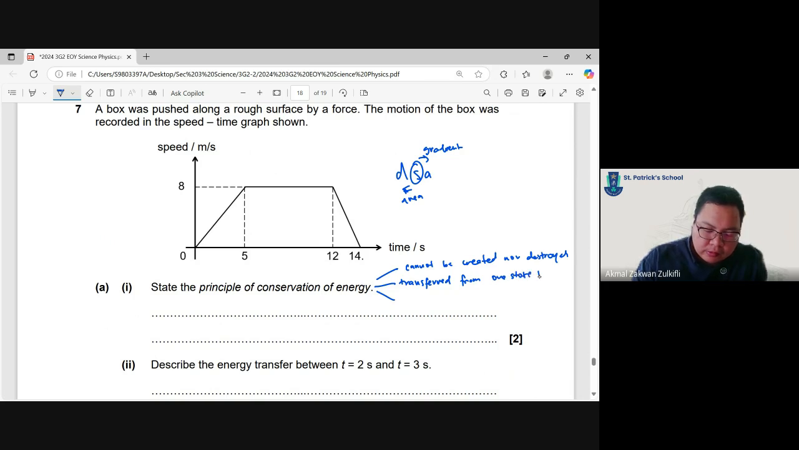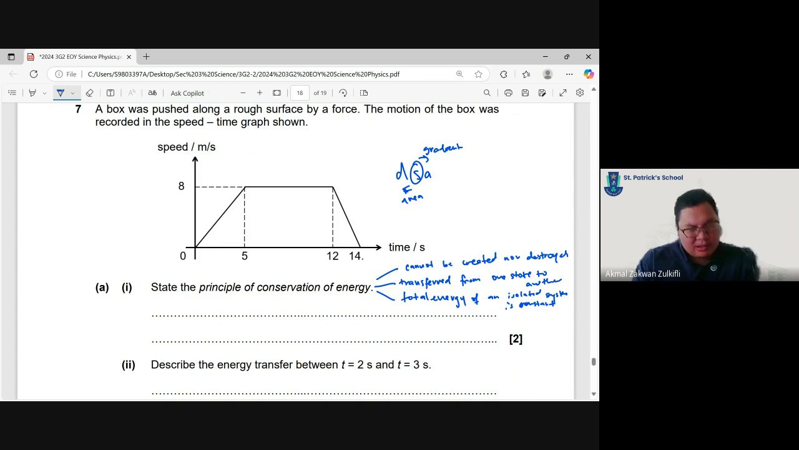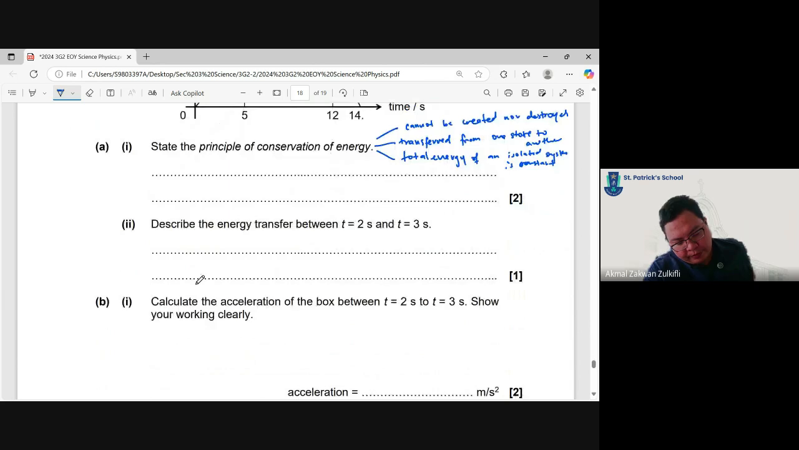And the total energy of an isolated system is constant or remains the same. Okay, hitting these 3 points gives you your 2 marks.